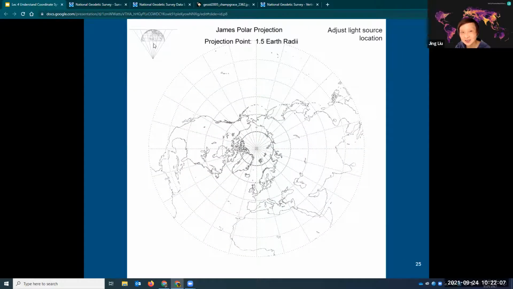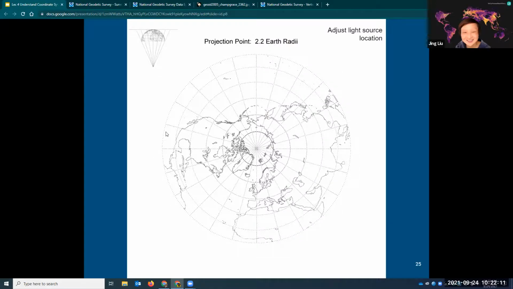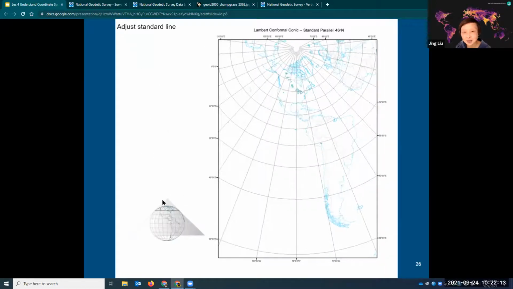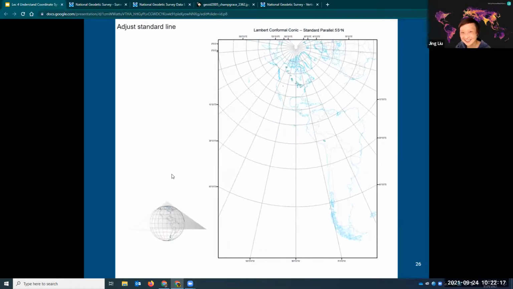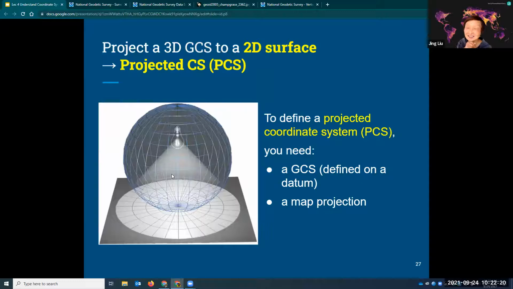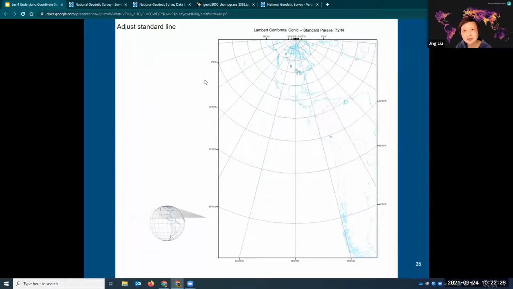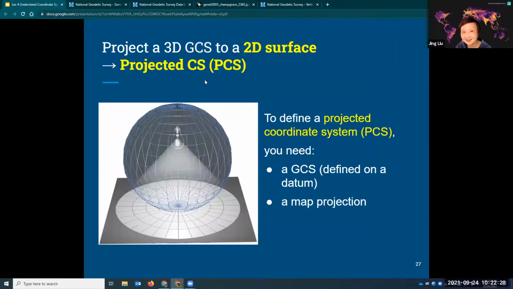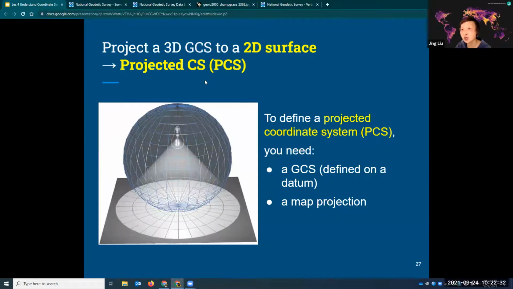Okay, and this one plays with the light source. And this one plays with what kind of conic shape you have. Then, like I said, when you flatten it in whatever way you choose, you have a piece of paper, and then you can define your X and Y 2D coordinate system.